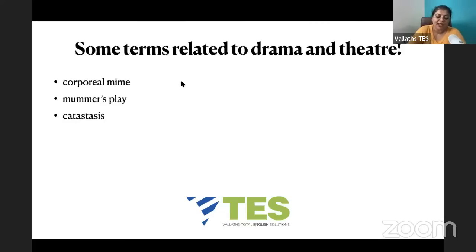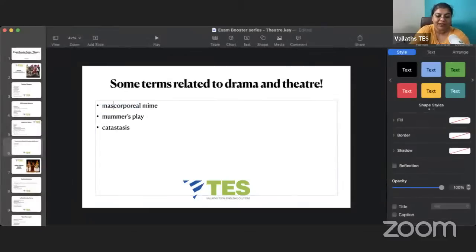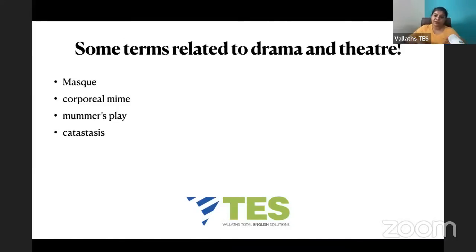Will you do that? Now, mummer's play. Have you heard of that one? Mummer's play is a kind of folk drama performed by amateur actors. I forgot to say mask. That is the first thing we should say. Mask is amateur theatrical performance happening in court. That is mask.